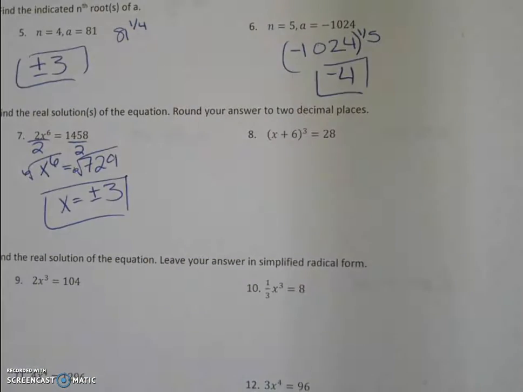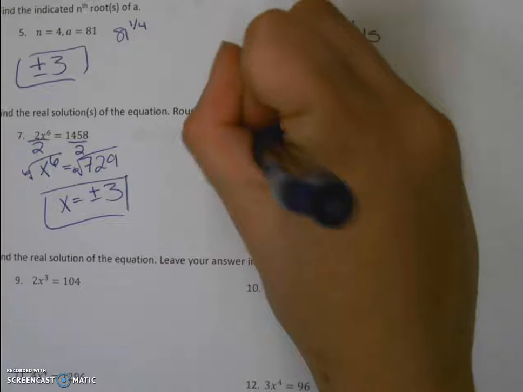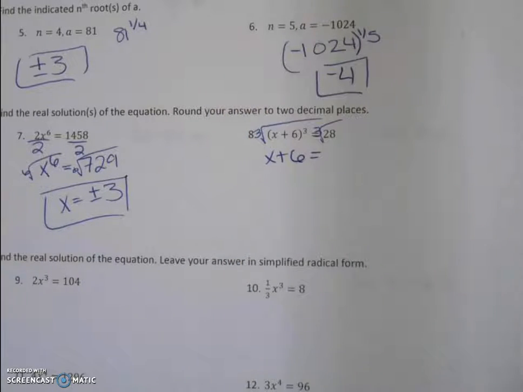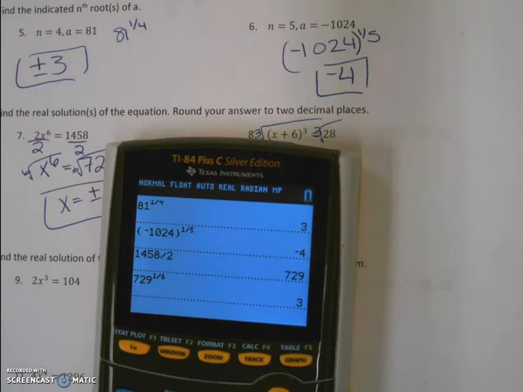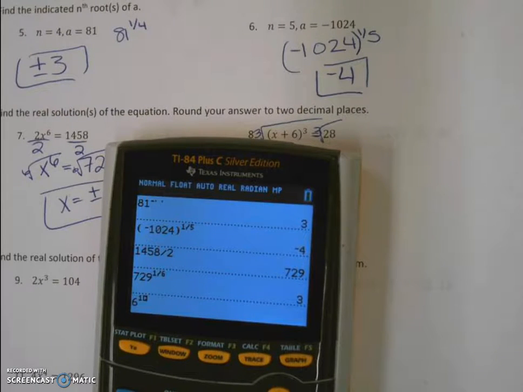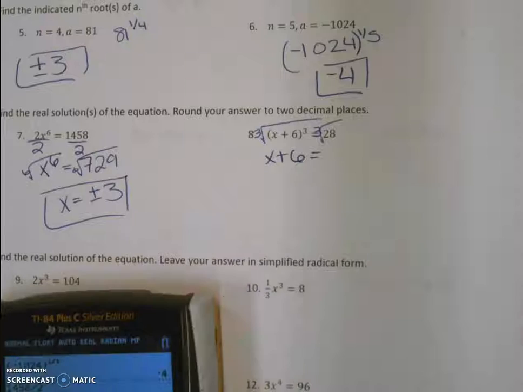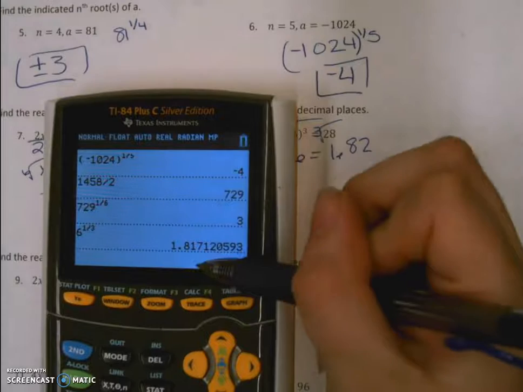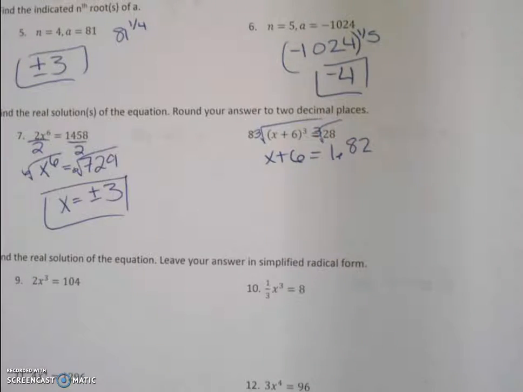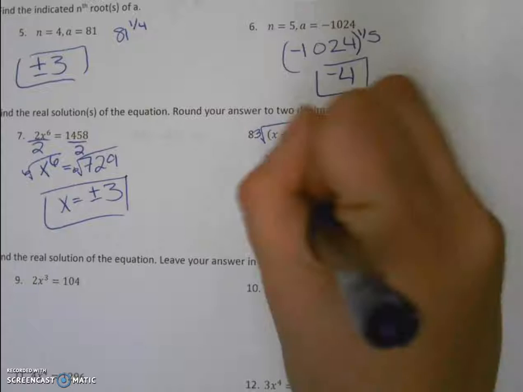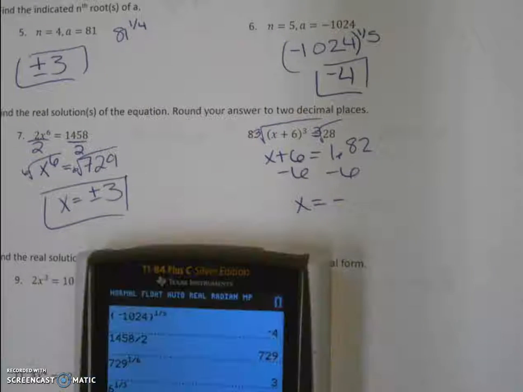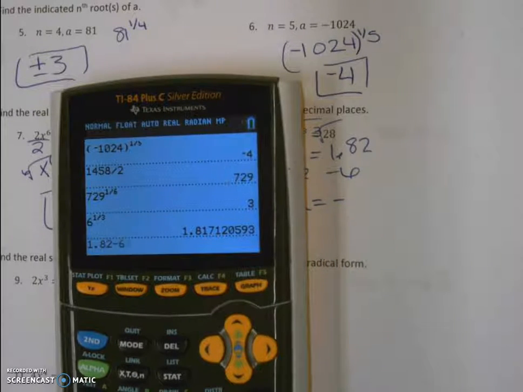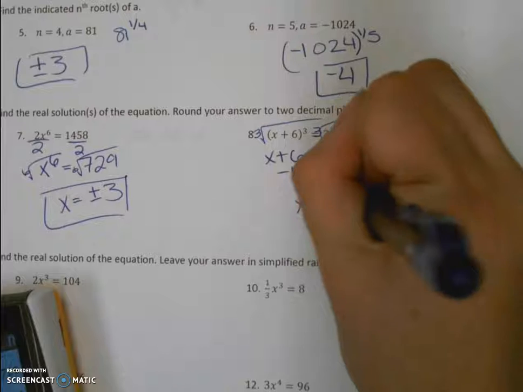Okay, number 8, the first thing I want to do here is find the cube root. And the cube root of 6 is not a perfect cube root. So I do 6 to the 1/3 power, which gives me 1.82. This one rounds because the number after the 1 is a 7, so more than 5. Then I'm going to subtract 6 from both sides. I get x equals 1.82 minus 6, which gives me negative 4.18.